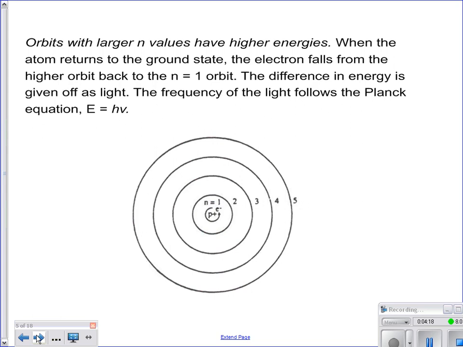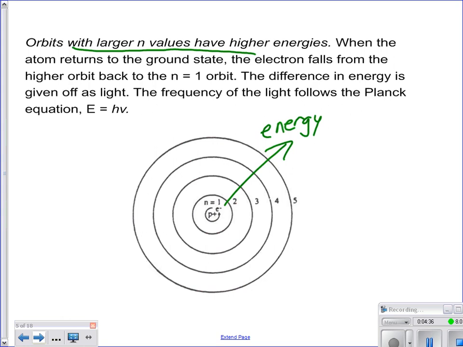So as we're seeing from this, as you move away from the nucleus, the energy gets greater and greater. That's what we're seeing there. So greater energy out here. It increases in that direction as you move away from the nucleus.